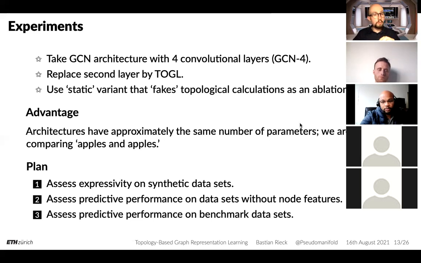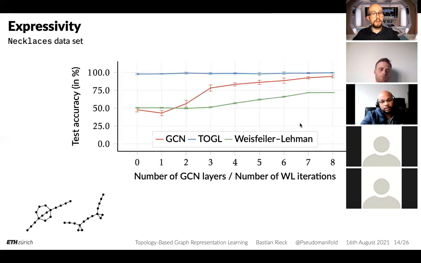And now let me talk about a brief plan here. We'll first be assessing the expressivity of our neural network on synthetic datasets. Then we'll talk a little bit about the performance on datasets without node features, and then we'll assess the predictive performance finally on benchmark datasets. And again, I'll walk you through it a little bit, but I just pick out some of the highlights of this technique, which I find to be the most useful or the most interesting here.